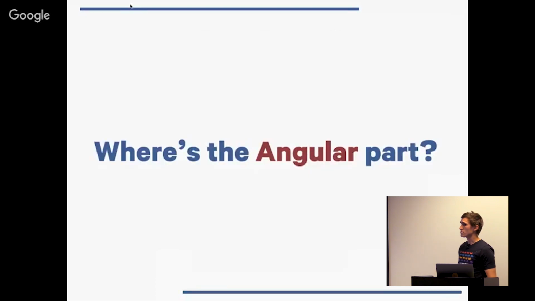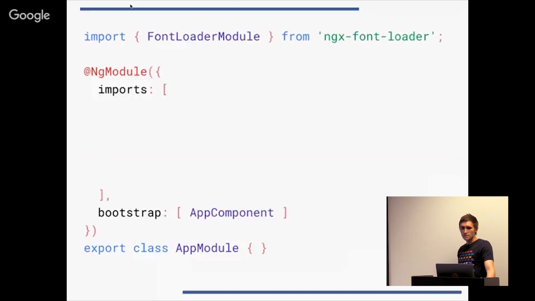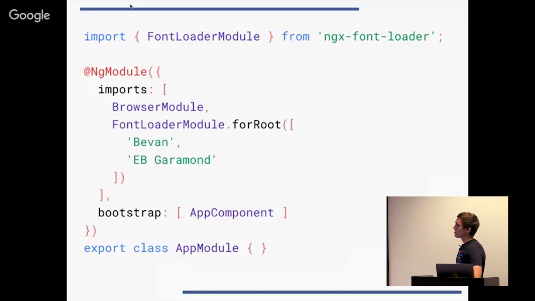So this talk is called Performant Font Loading for Angular Developers, but nothing here has been with Angular. And you might be thinking, well, how does this apply to me as an Angular developer? Well, imagine if you were out on NPM and you found this ngx-font-loader module, or you decided to go create one yourself. You'd include your browser module, of course, and then you would say FontLoaderModule.forRoot, and then I want Bevan and EB Garamond, and it would go and load it for you.